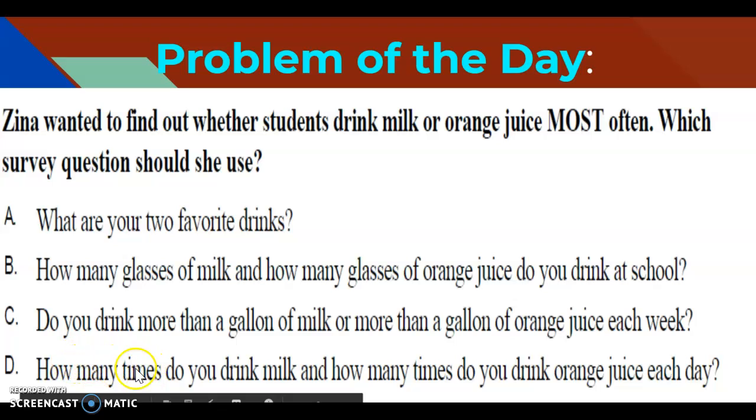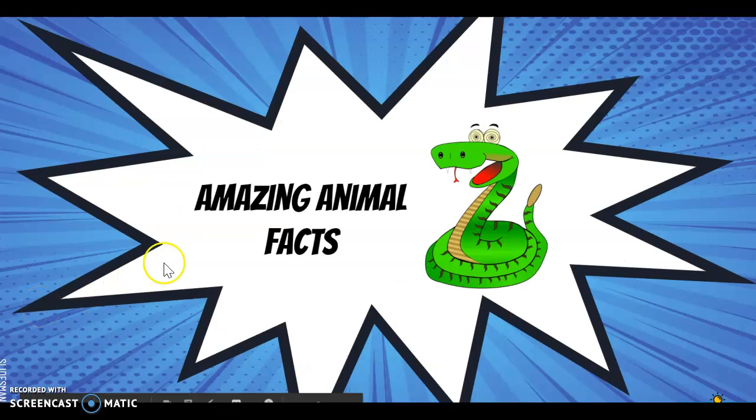And this question right here, how many times do you drink milk? How many times do you drink orange juice? That's going to give us the answer to that. So the most appropriate answer for this one is going to be D. On our next slide, we're going to talk about amazing animal facts.